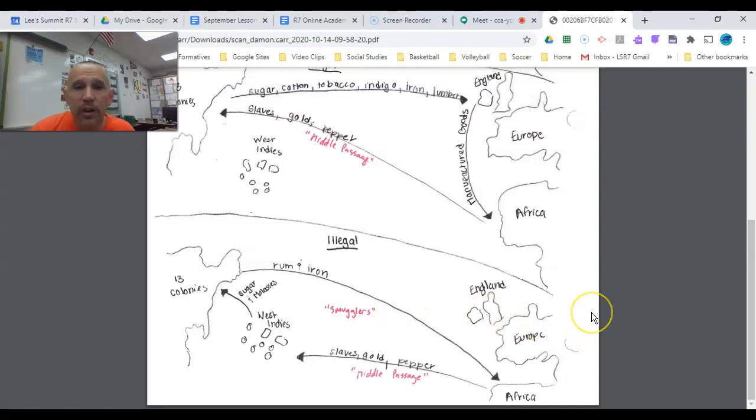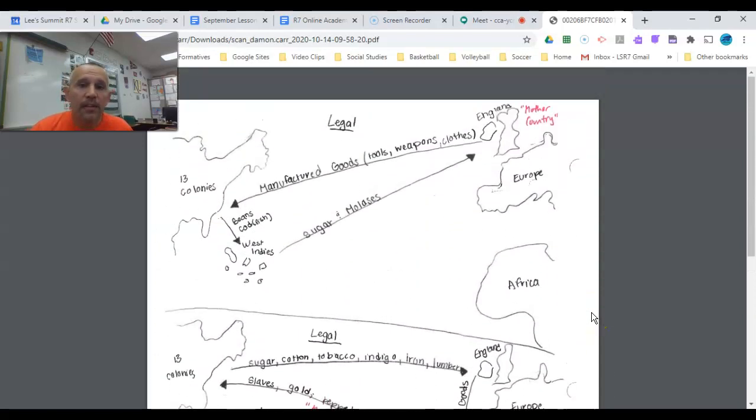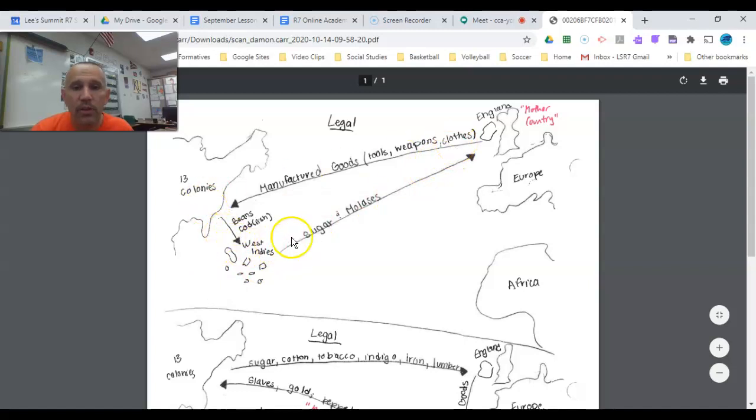So what you'll need to know from all of this is what traveled on each leg of a triangle trade route. So when I assess you on this, I might give you this map with these three arrows on it, but then the arrows would not have any products listed on it. And I might label these leg 1, leg 2, and leg 3. And then I would ask you, what items would be most likely on leg 1? And if I'd labeled this leg 1, you would answer tools, weapons, clothes, any type of manufactured goods.